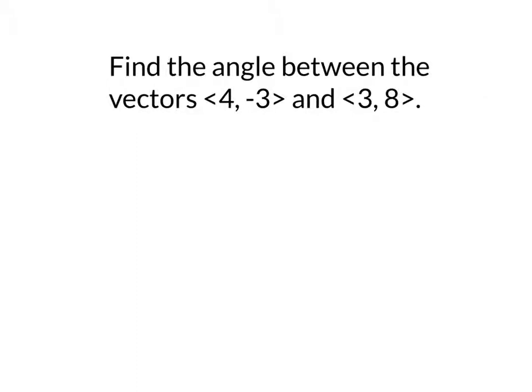Okay, so here we're asked to find the angle between two vectors. The first vector is 4, -3, and the second vector is 3, 8. So let's put this on a grid real fast, just to see what we're looking at, so we can get a better idea maybe of what we have here.